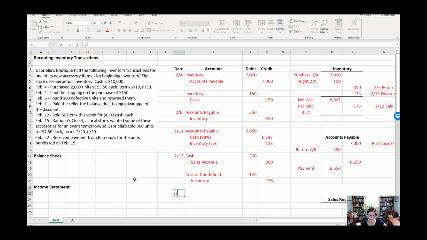All right, so 2/15. Now, what happened? We sold them 300 units for $4.50 each. Terms 2/10. Sorry, that should be 2/10 net 30. Okay, 2/10 net 30. All right, so how is it different than this? In this case, the sale is on account. So we're going to debit accounts receivable.